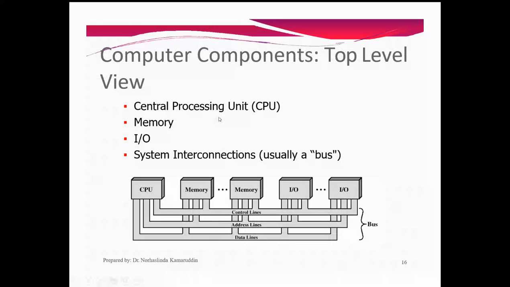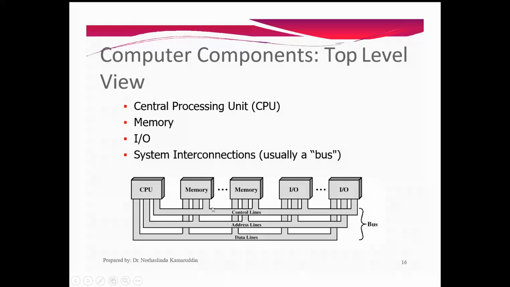Alright, so kita tengok computer component in the top level. In the top level, what are the main things that are important inside the computer component? One of them is the CPU, Central Processing Unit, or known as a processor. Kalau you cakap CPU, processor adalah benda yang sama lah. And then we have a memory. Memory ni pun dia ada dua jenis. Nanti kita akan tengok later on in the next chapter. Kita ada primary memory and also secondary memory. And then we have input output devices and also system interconnection.